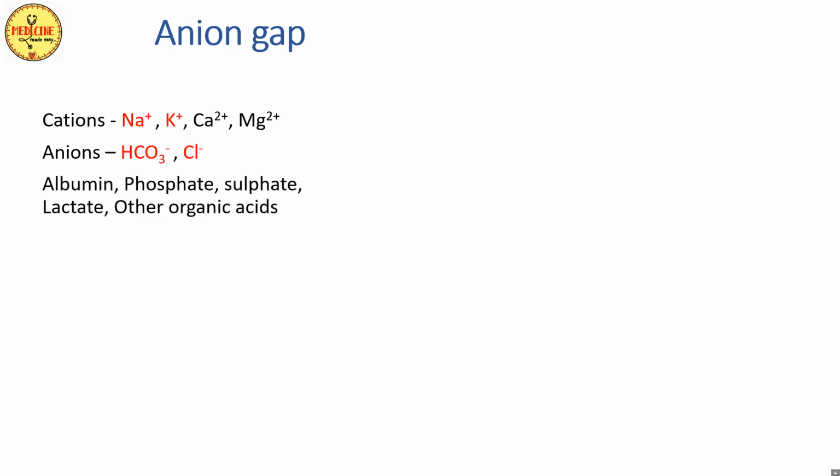We have cations in our body. Those would be sodium, potassium, calcium and magnesium. And anions, mainly bicarbonate and chloride. We also have negatively charged compounds such as albumin, phosphate, sulfate, lactate and other organic acids. The sum of the positive charges and the negative charges in our body should be 0. This is to maintain the electrical neutrality of our body. And the ions which I have shown in red color could be easily measured via laboratory tests.